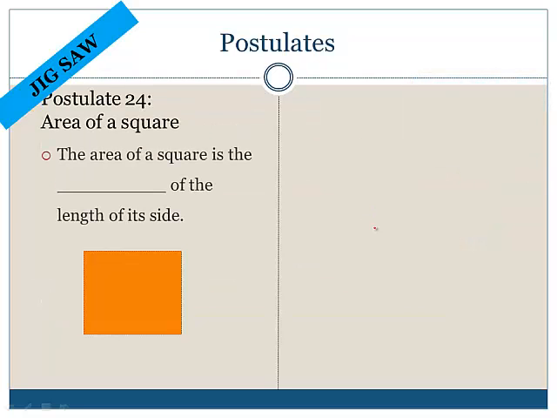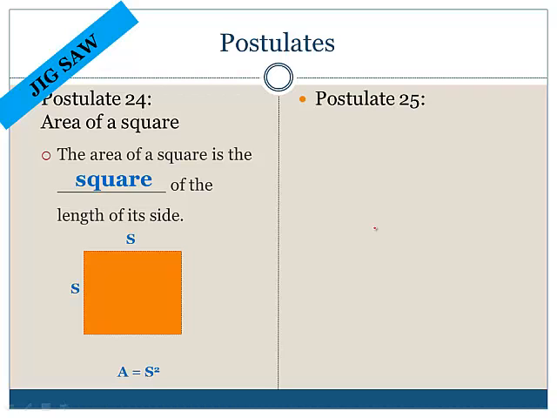And let's look at some postulates. Postulate 24, the area of a square. The area of a square is the square of the lengths of its sides. So what that's saying is, if we have a square with side marked S, the area is going to be equal to S squared, or side squared. If that square had a side length of 5, the area would be equal to 5 squared.